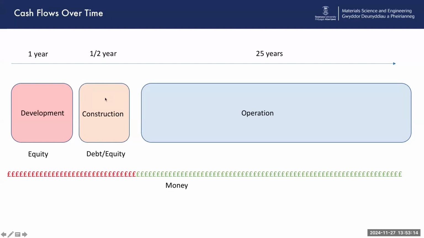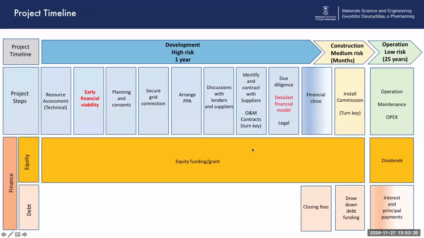Construction. The construction phase is usually, say you're spending £1 million, a big negative to your bank account. Only in the operation phase, which can be about 25 years, do you actually start making money. And this is probably one of my favorite diagrams I've ever produced. I quite like it. This gives you a project timeline, a sort of block diagram to show what's happening along the length of the project. So here's the project timeline. We've got project steps here. The development phase will say that it takes a year, and it's a very high risk time of the project.